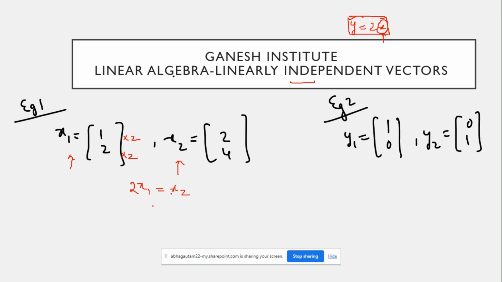So that means I can write it as x2 minus 2x1 equals 0, because they can be written in the form of linear combination of each other. So these are linearly dependent.